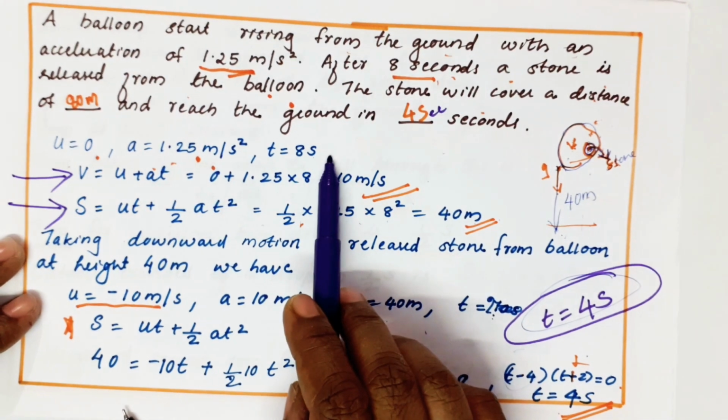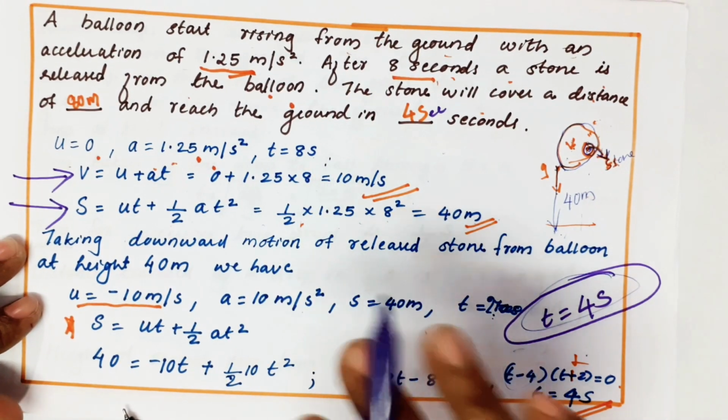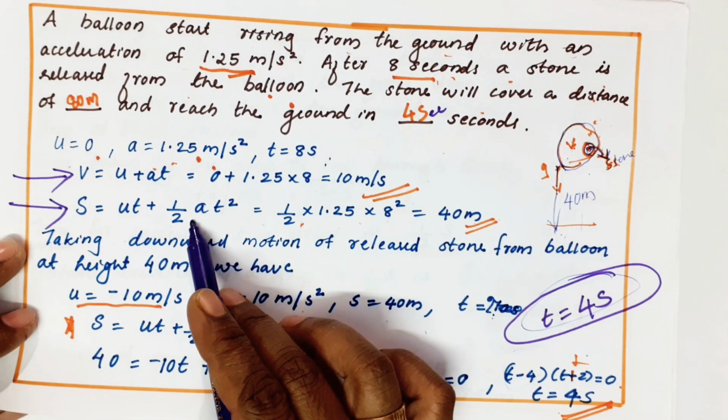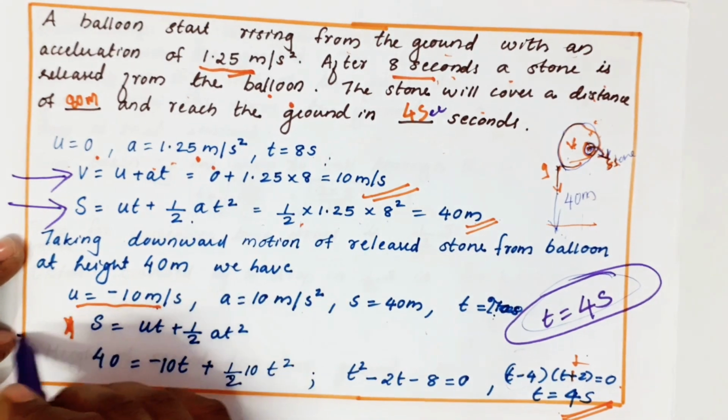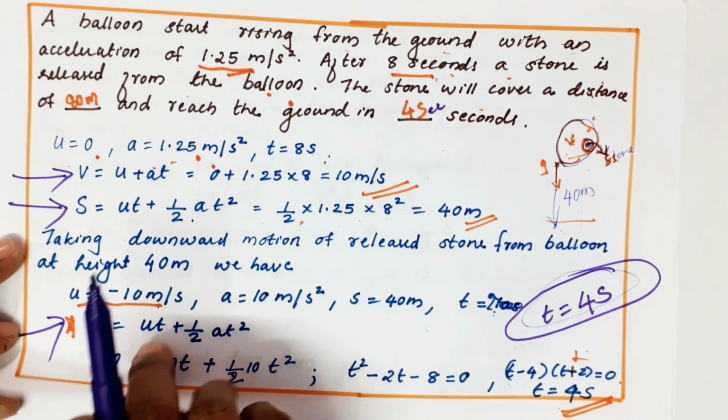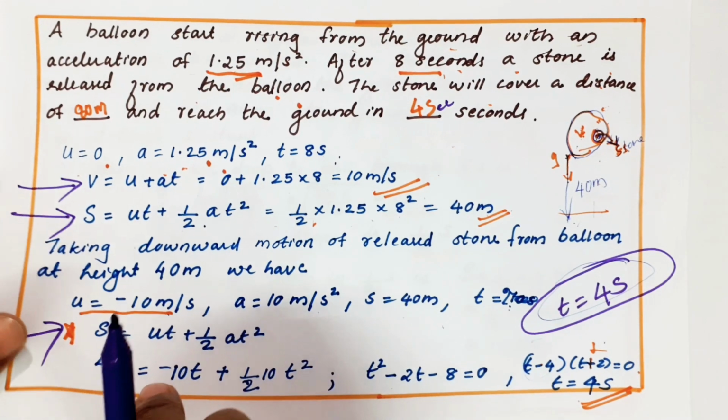Why we are calculating velocity? Because from there the stone also getting the same thing, same velocity. Then why we are calculating distance? Then only we can calculate the time in the next case. Okay, very important question of this chapter. They will ask this type of question.